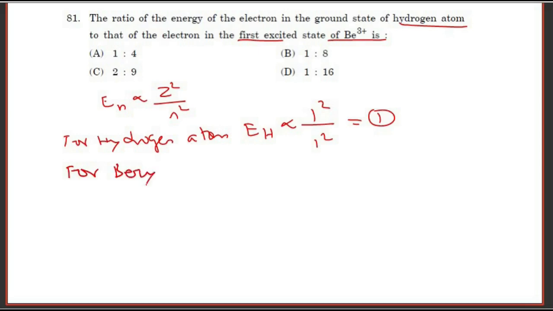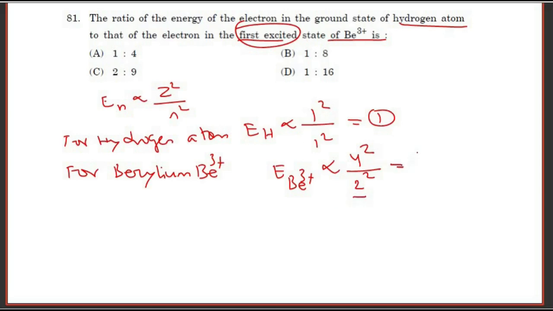For beryllium B3+, E is directly proportional to the atomic number for beryllium, 4 square, divided by 2 square, because they are given first excited state, that is n equals 2. That is 16 by 4, which is 4. Hence the ratio is 1:4. Option A is the correct answer.